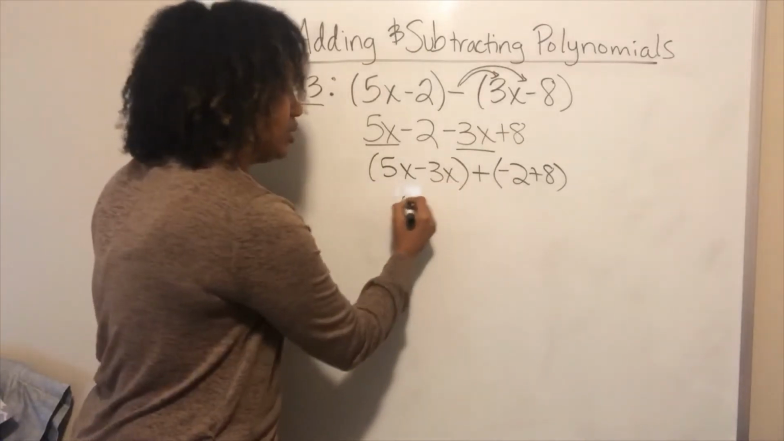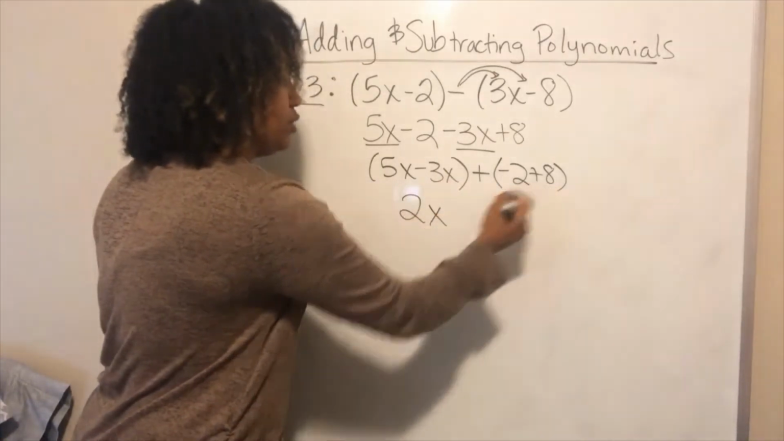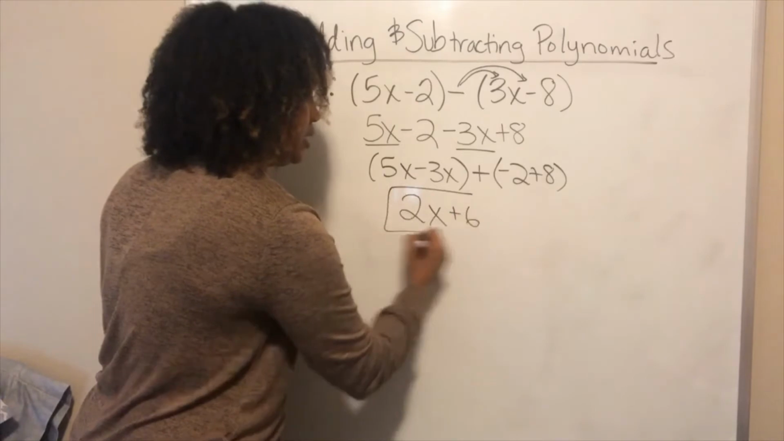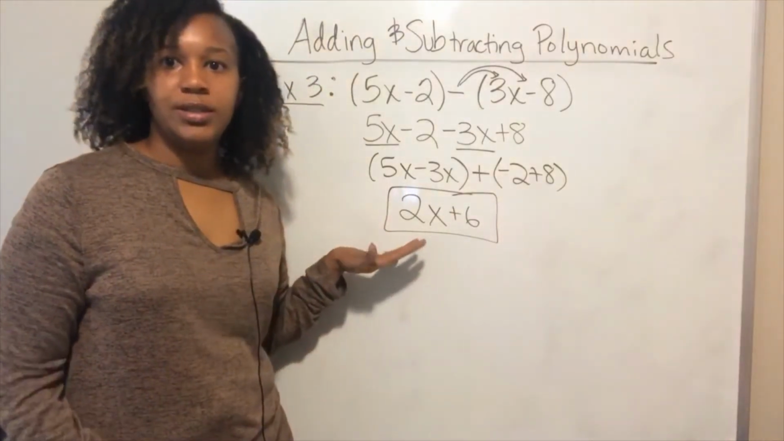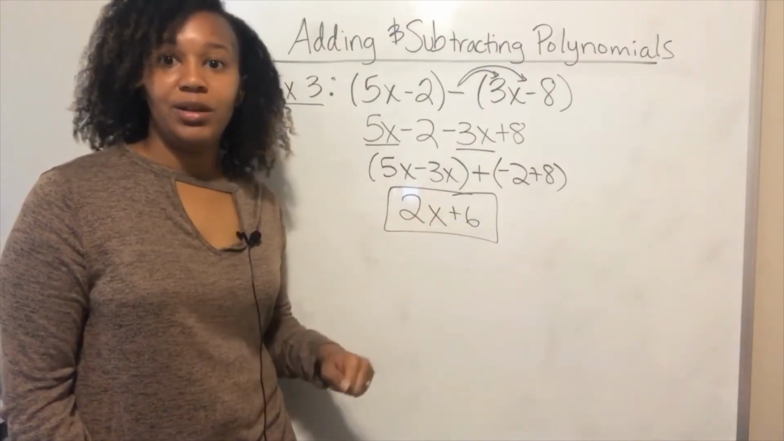So 5x minus 3x is 2x. Negative 2 plus 8 is a positive 6. So then your final solution would be 2x plus 6. So this is how you would subtract those polynomials.